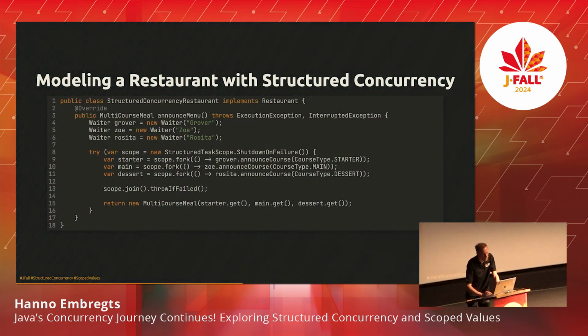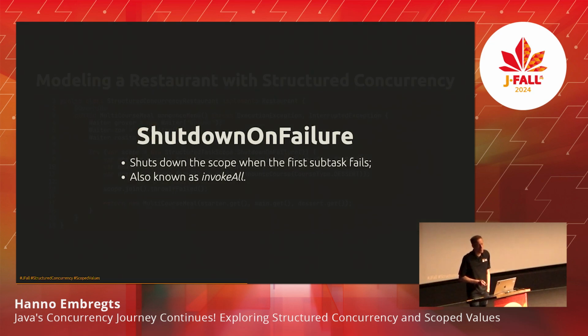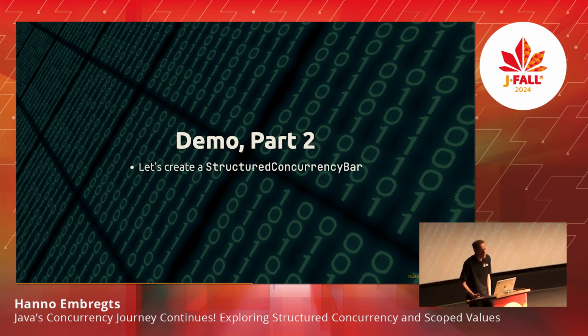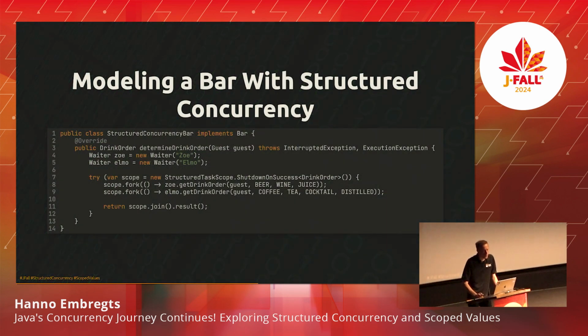Scope. Right, so this is the code that we just created in the live demo. So this pattern shuts down the scope when the first subtask fails, and this pattern is also called invoke all. This demo I'm going to skip, but it's a different version of structured concurrency where we're not shutting down on failure, but where we're shutting down on success. And this is exactly the solution for the story I told at the start of this talk.